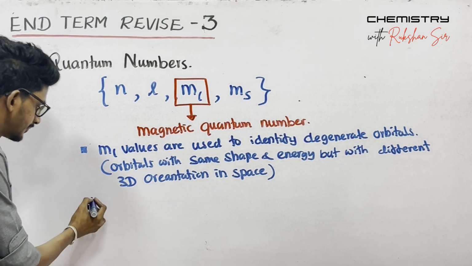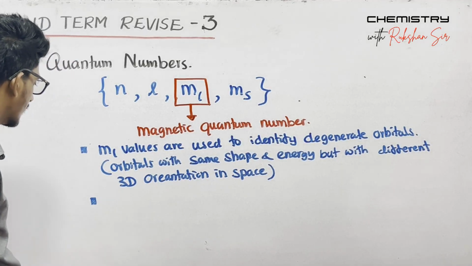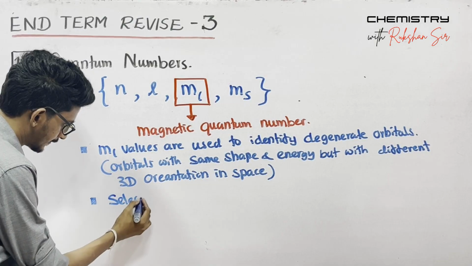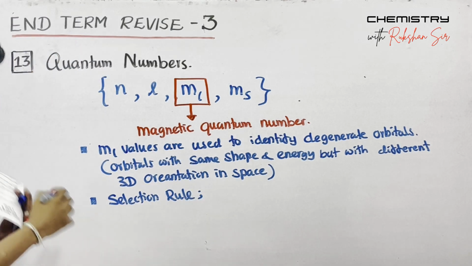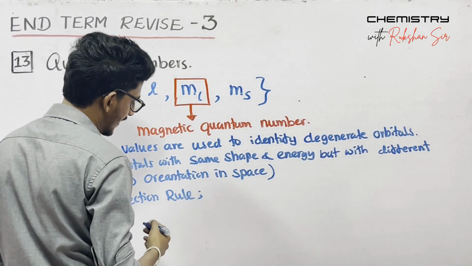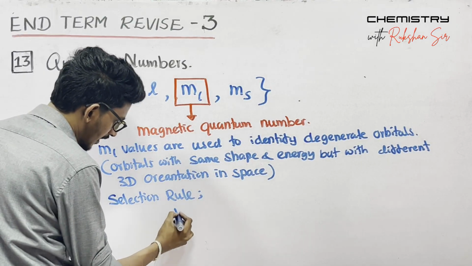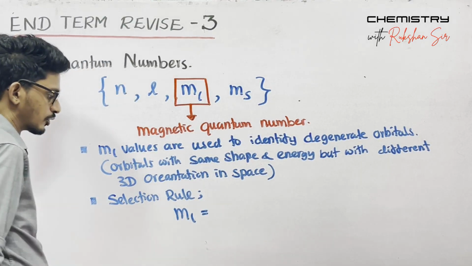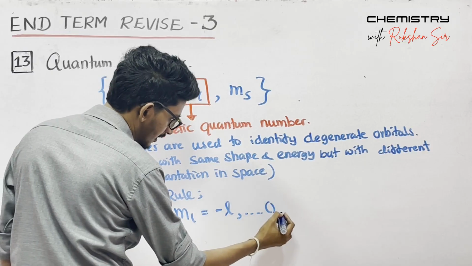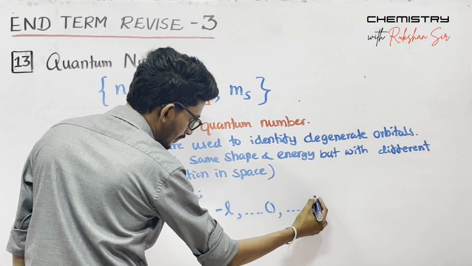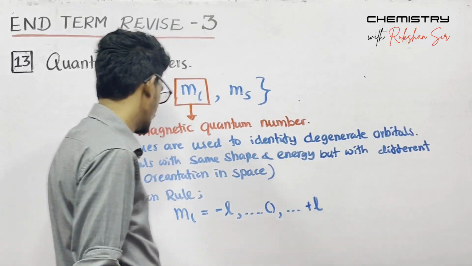What else should we know? With the ML values, you have a selection rule. What is the selection rule? You can't take any ML value for a given L. So ML values are restricted with this selection rule. You can take from -L through 0 to +L. Those are the values you can take for ML.